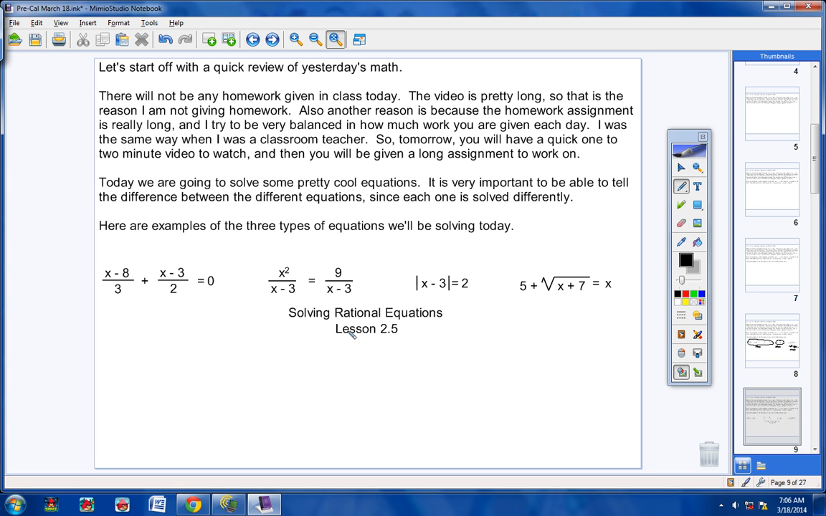Solving rational equations, the lesson number is 2.5. Please copy that into your notes, and the date today is the 18th. Okay, 3/18/14, solving rational equations, lesson 2.5.